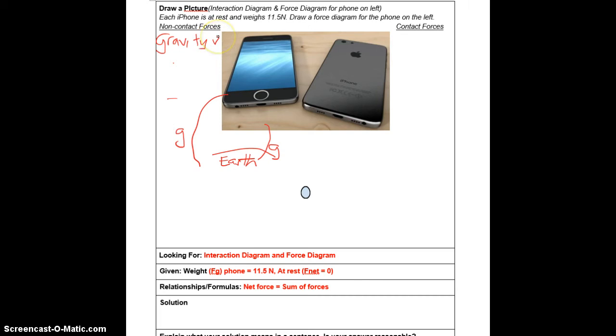For our contact forces, we'll start with normal. That's the force that keeps objects from passing through each other. I've got a normal force between the phone and the table. And I also have one between the table and the Earth, or else the table would sink into the ground.